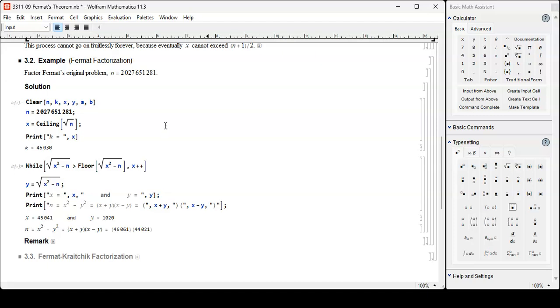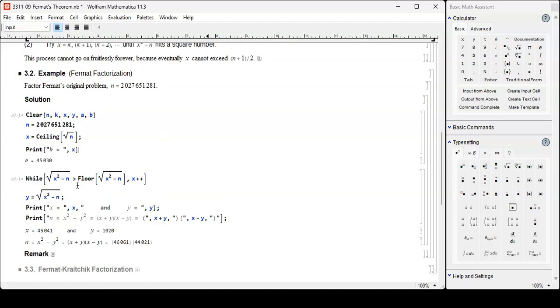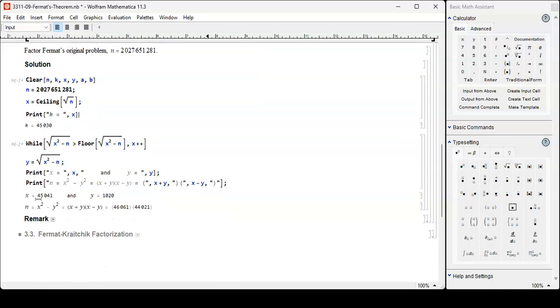I'm running this program. So as long as the square root of x squared minus n is greater than the floor of that, which means it has some non-trivial decimal part, that means x squared minus n is not a square number, the square root of that is not an integer. As long as that, just continue next, next, and next. That's what this while loop is talking about. And then when it comes to an end, y is the square root of that x squared minus n. And then print x and y. This is what I got.